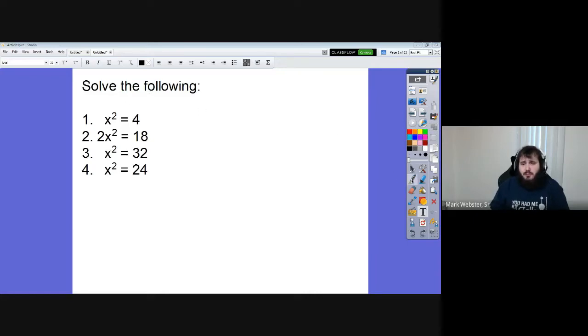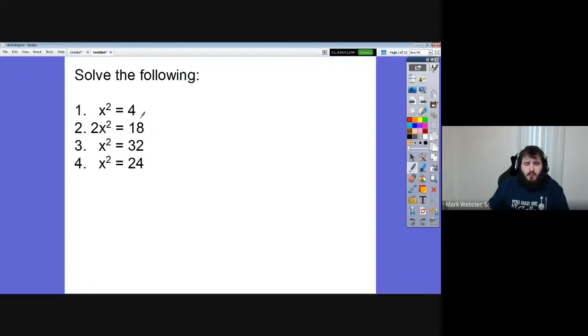With these problems, the goal is just to find the value of x. Now, remember when you end up taking a square root, you do get a positive and a negative answer, right? The principal root and then the secondary root. So we're gonna just make sure that we do that.